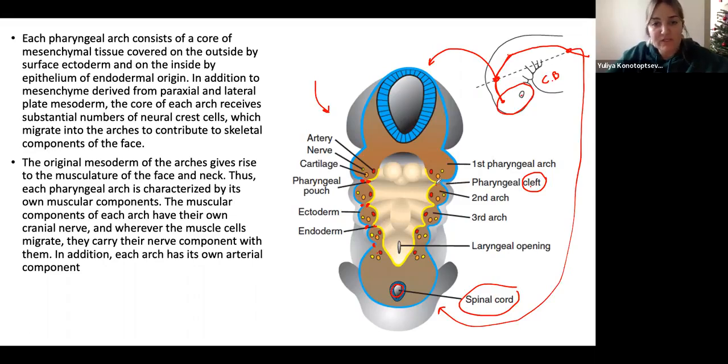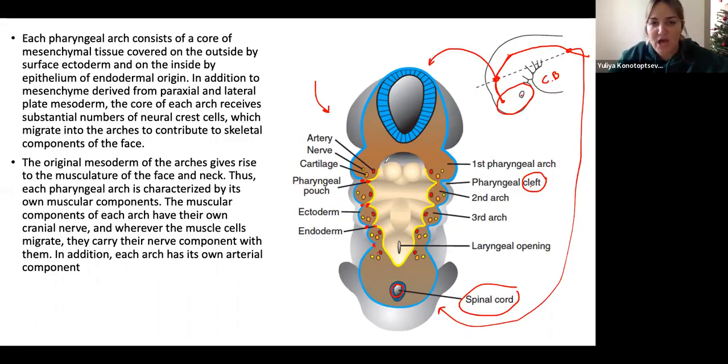The problem with this topic, which, by the way, what we're discussing right now is not one topic, it's actually many, like 5, 6, they kind of broke it down into many, is that you have to really know anatomy to understand what these pharyngeal arches, clefts, and pouches give rise to.